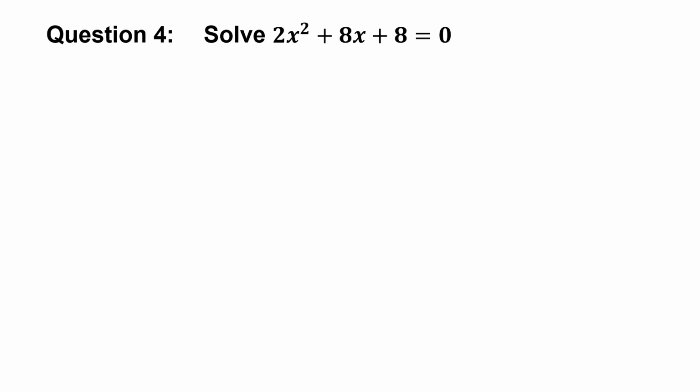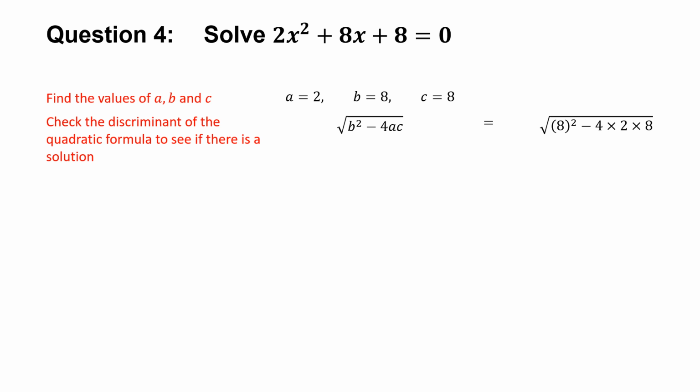So the last question we've got here is 2x squared plus 8x plus 8 equals 0. So pause the video and come back when you're ready to go through the answer. So in this case, our a term is 2, b is equal to 8 and c is equal to 8 as well. So let's check that discriminant. So we have the square root of 8 squared minus 4 times 2 times 8, which is the square root of 64 minus 64, which is the square root of 0.